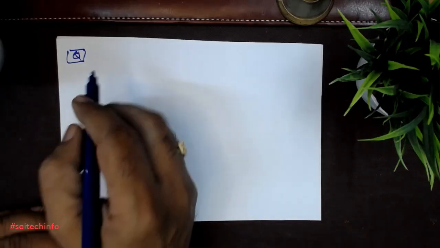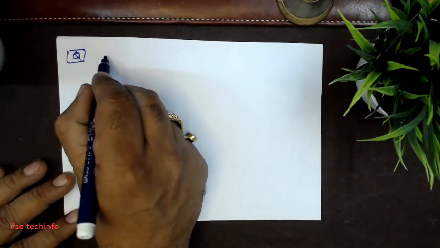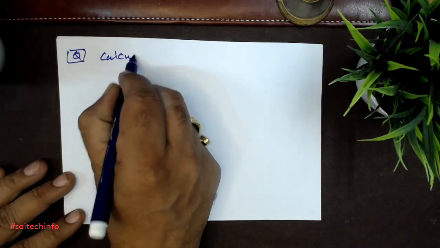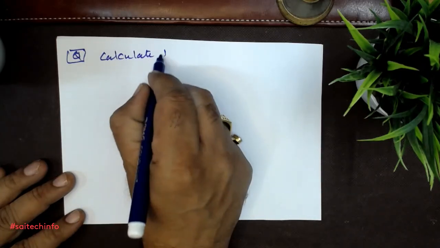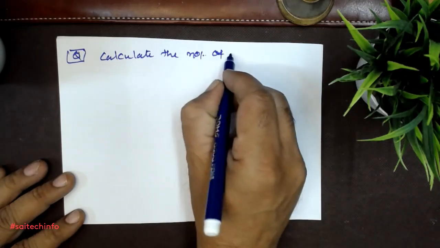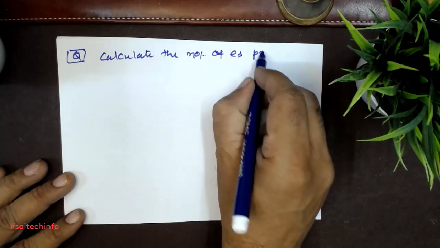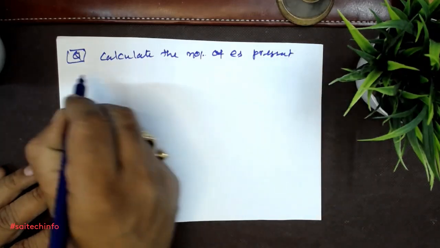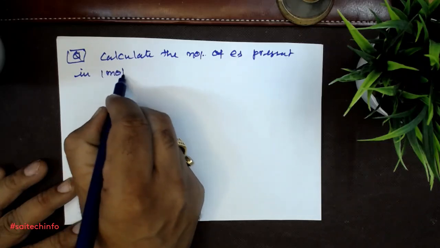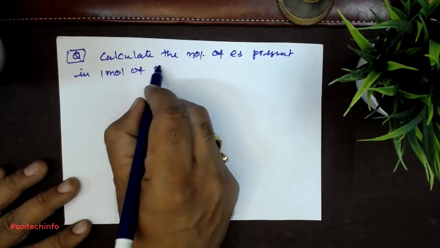Take down. Calculate the number of electrons present in 1 mole of the following compounds.